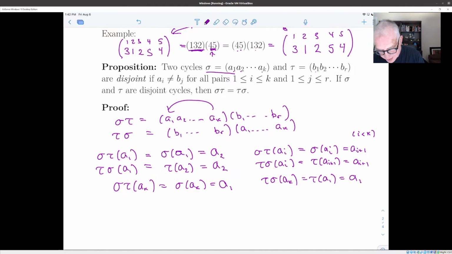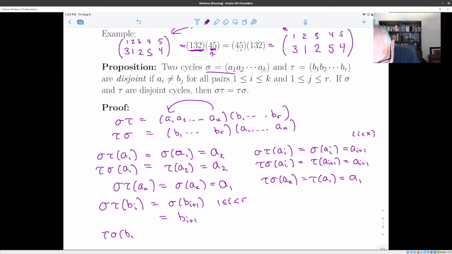Anyway, now you can redo this calculation with the B's, and I won't go through the whole thing, but let's just look. For instance, what's sigma tau of B_i? Well, tau of B_i is B_{i+1} if i is less than r and bigger than or equal to 1. And sigma of B_{i+1} is just B_{i+1} because sigma doesn't do anything. And tau sigma of B_i is tau of B_i, which is B_{i+1}, because, again, sigma doesn't move any of the B's. And you could go ahead and check what happens at the end cases too.